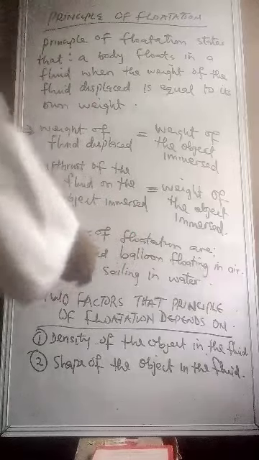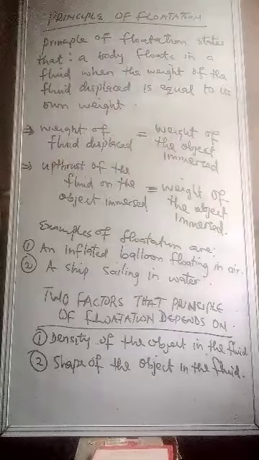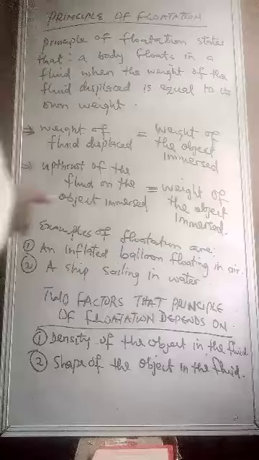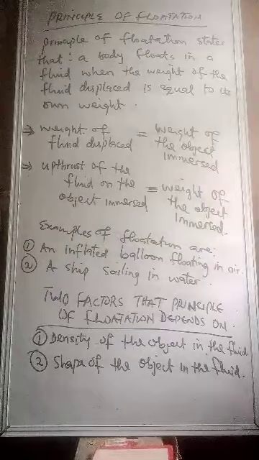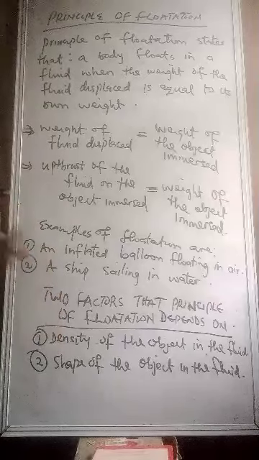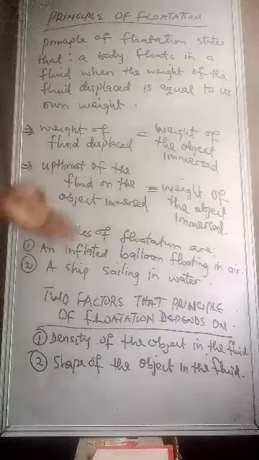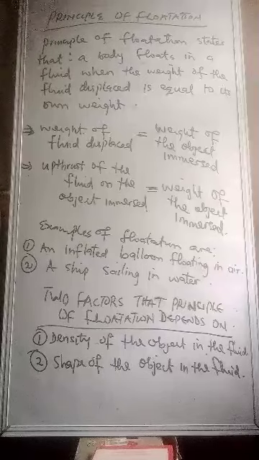Now, flotation can be seen in the following areas. When you have an inflated balloon and it floats in air, that means it goes up and is floating around in air. That is based on the principle of flotation. The same thing, a ship that is sailing in water is able to float on the water due to the principle of flotation. The factors that determine and enable flotation are the density of the object and the shape of the object. The density of the object must be less than the density of the fluid in which it floats. Please take note of that.